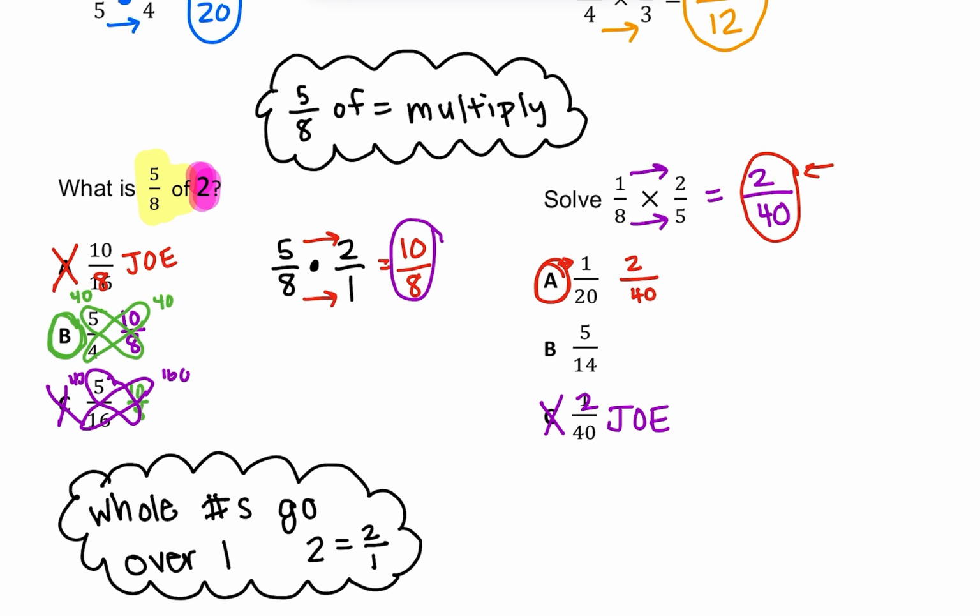So just remember, top times top, bottom times bottom, whole numbers go over 1, and a fraction followed by the word of, like 5/8 of, means to multiply.